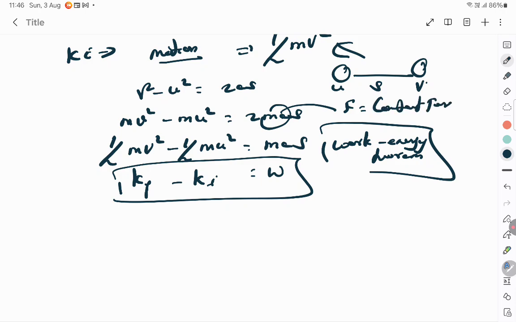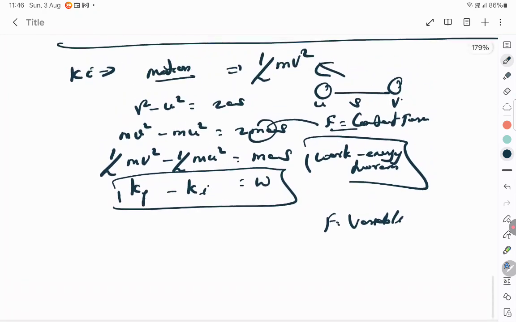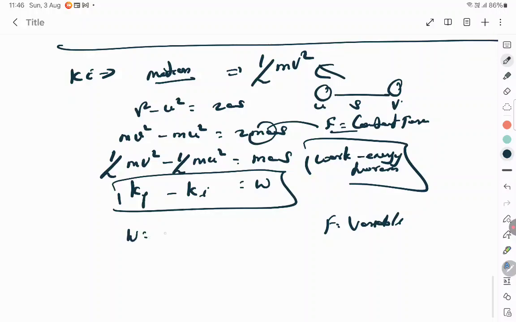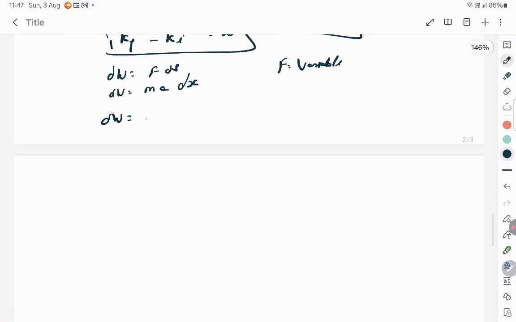But when a variable force is applied, you have to do the same derivation using integration. So how do I do it? I start with work done is equal to force into displacement. dW is equal to m into a into displacement, which you can call dx, or ds also. You can write acceleration as dv by dt, change in velocity by change in time, into dx. And dx by dt is velocity, because velocity is distance by time, which is dx by dt. So dW is m into v into dv.